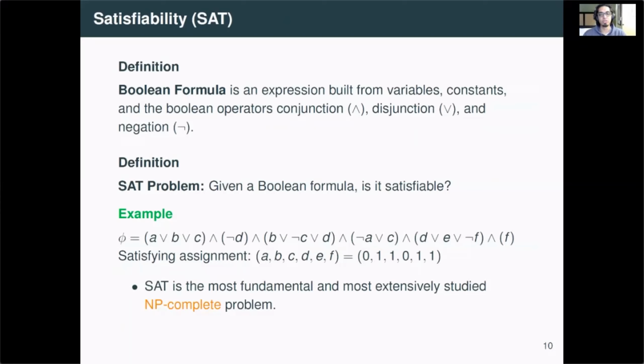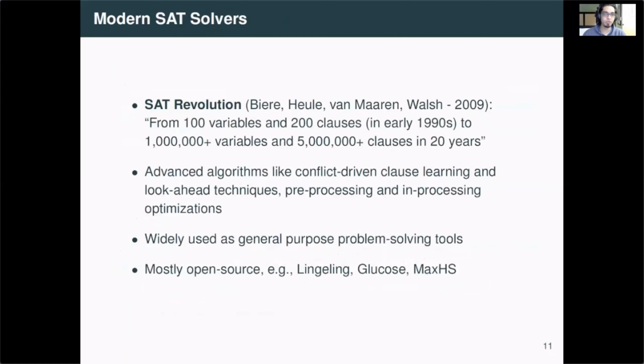SAT is the most fundamental and most extensively studied NP-complete problem. In fact, there is a whole research community that works on building SAT solvers. That is, top-of-the-line software that can solve instances of the SAT problem very efficiently in practice. So this research community has witnessed tremendous progress that is often termed the SAT revolution. Thanks to advanced algorithms such as conflict-driven clause learning and look-ahead techniques and several optimizations, today's SAT solvers are capable of solving instances with over a million variables and over 5 million clauses within a few seconds. As a result, SAT solvers today are being widely used as general-purpose problem-solving tools. And the best part is, most of the top-notch SAT solvers are open source.